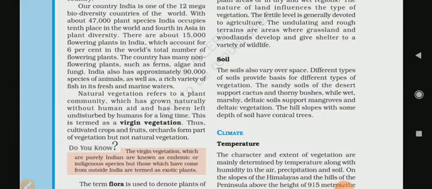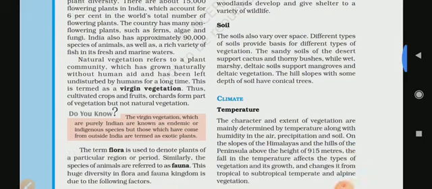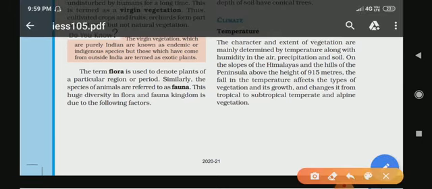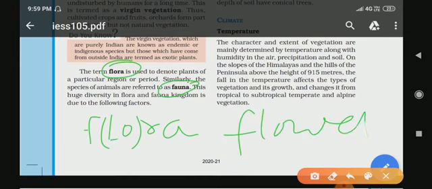Next, a very important term is flora and fauna. Students, it is very easy to remember flora and fauna. Suppose the word flora: when you write flora, keep the letters L-O in mind. Flora means flower, and flower means plants. It denotes the plants of a particular region or period.